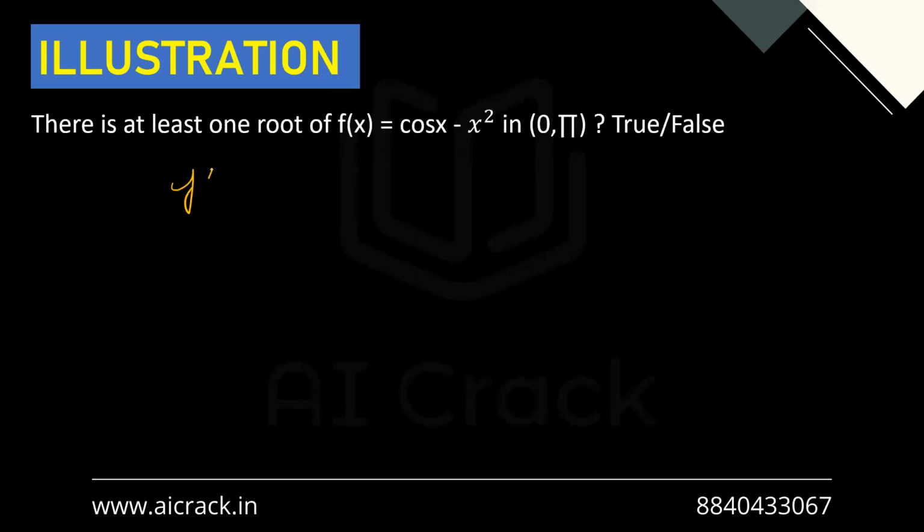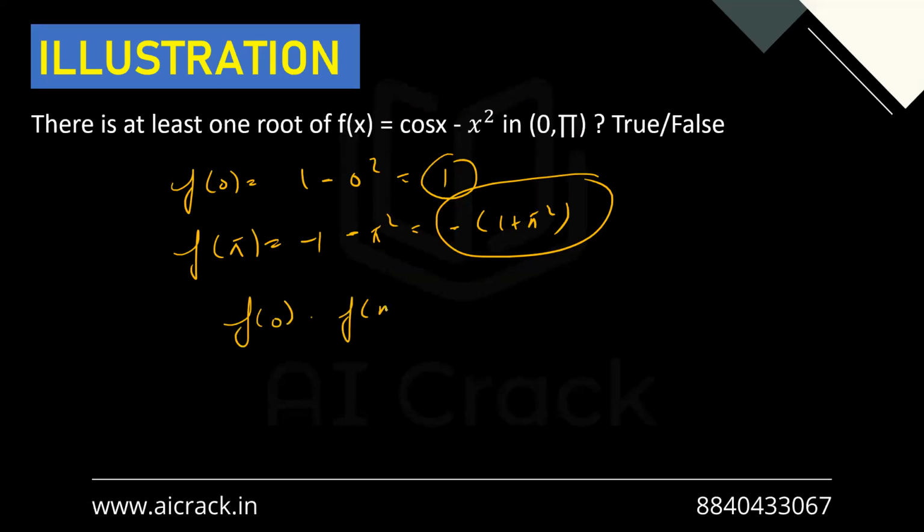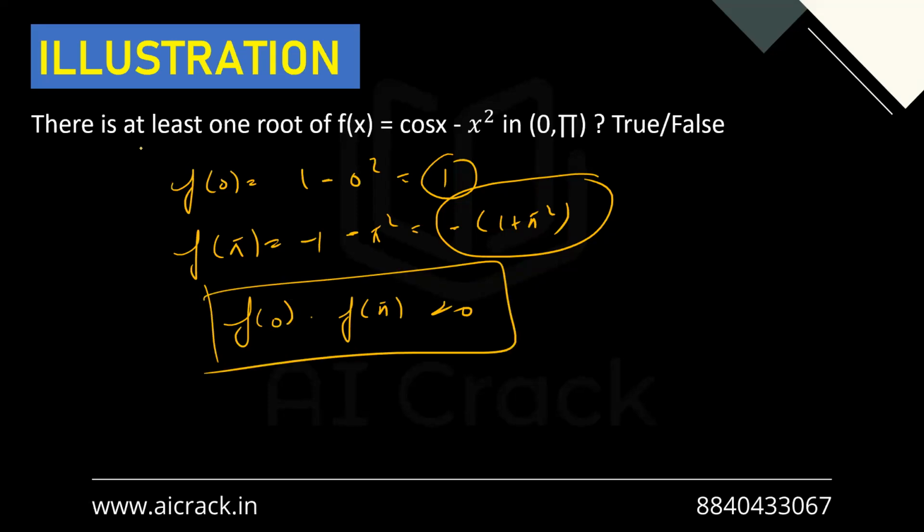So let's find out f of 0. f of 0 is nothing but cos 0, that is 1, minus 0 square. So 1. And if we talk about f of pi, we'll be getting cos pi, that is minus 1, minus pi square, that comes out to be minus of 1 plus pi square, right? Now we know that this entire term is always negative. This is positive. So f of 0 dot f of pi is less than 0, right? When we have proved that, we have easily proved with the help of the intermediate value theorem that we have at least one root between 0 to pi for this function.